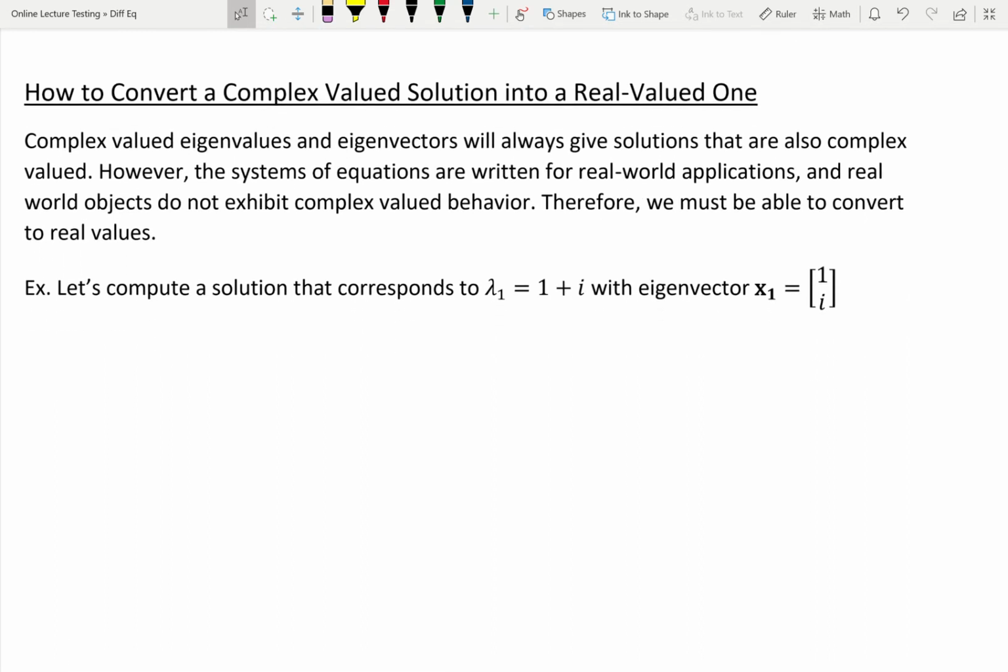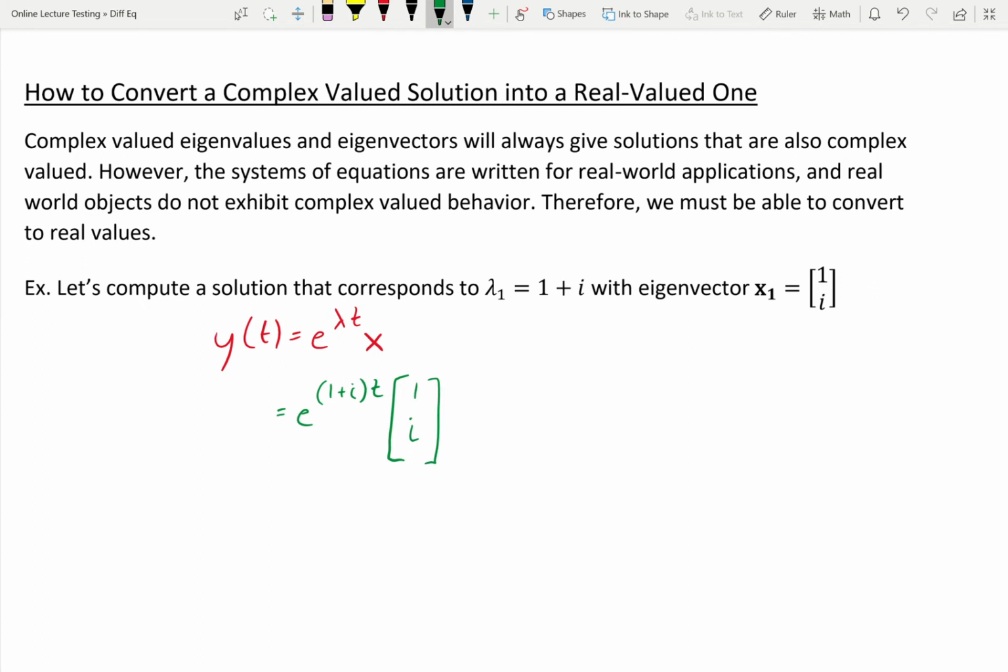All right, so again, complex valued eigenvalues and eigenvectors will always give solutions that are also complex valued. However, the systems of equations are written for real-world applications, and real-world objects do not exhibit complex valued behavior. So therefore, we must be able to convert to these real values. All right, so like before, if we were looking at our particular eigenpair, let's compute a solution that corresponds to lambda 1 equal to 1 plus i with eigenvector x1 equal to (1, i). All right, so recall our solutions are going to be of the form e to the lambda t times our vector. So for us, we get e to the (1 plus i)t times our vector of (1, i).